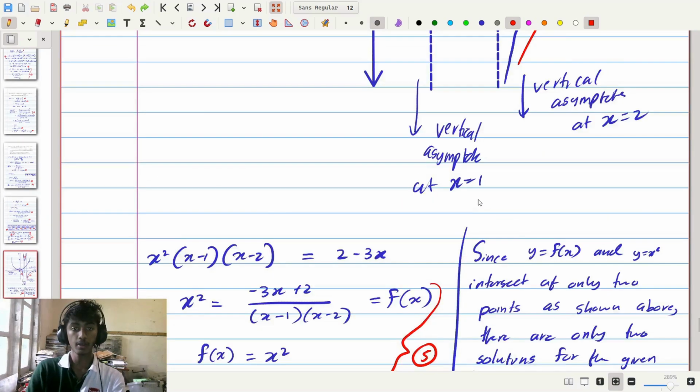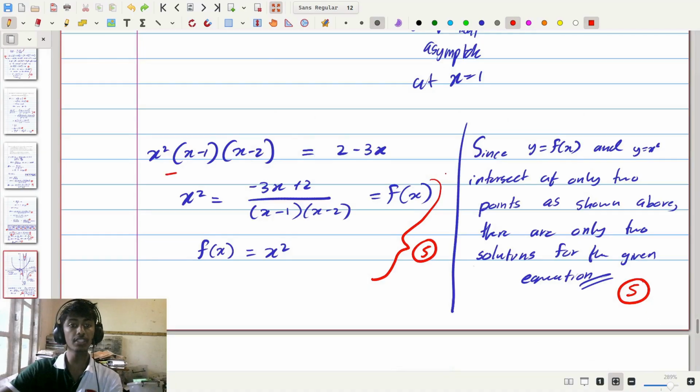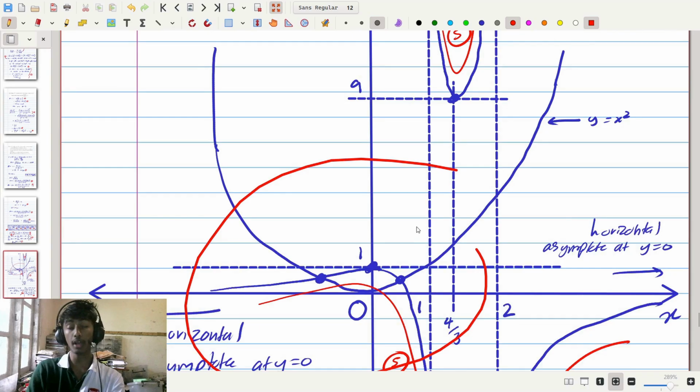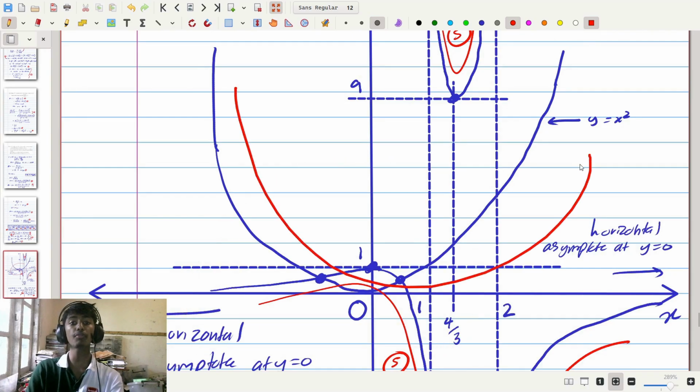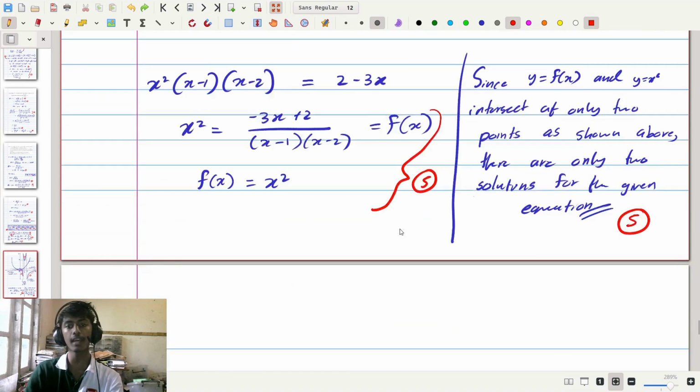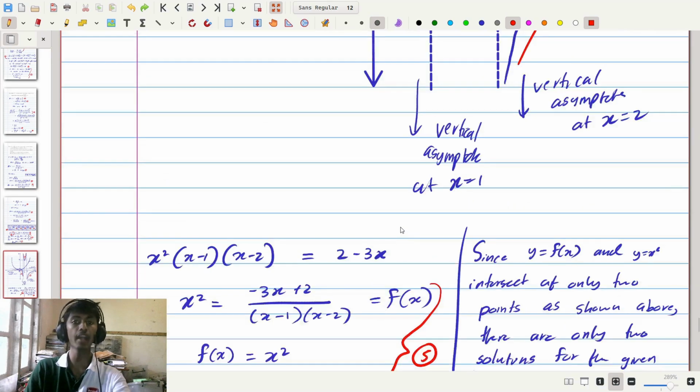And finally, when you say that this equation is equivalent to finding f of x equals x squared like this, you get 5 marks. And finally, when you draw the graph of y equals x squared in the graph of y equals f of x, and you find that there are 2 intersection points, and you say that therefore the total number of solutions is 2, that gets you another final 5 marks. And that is going to be all for this question.